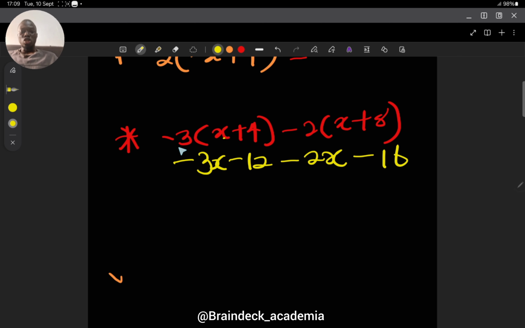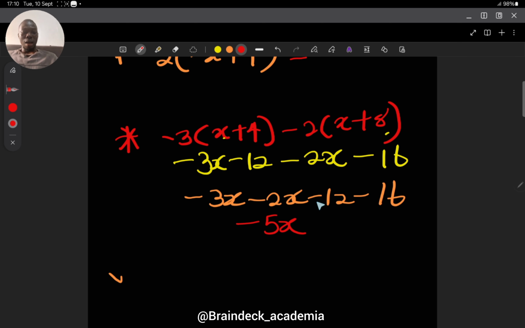You can see that I used the distributive properties for this side and this side. So now, after doing that, the next thing you need to do is to check if there are any like terms, in which clearly you can see there are like terms, right? So I'll rearrange minus 3x, minus 2x, minus 12, minus 16. You can see that every number remains the same and the sign remains the same. So the next thing I need to do now is to solve. Minus 3x minus 2x will give me minus 5x, and minus 12 minus 16 will give me minus 28. And at this point, it is obvious that there's no more like term, so this is my answer. It's as simple as that.